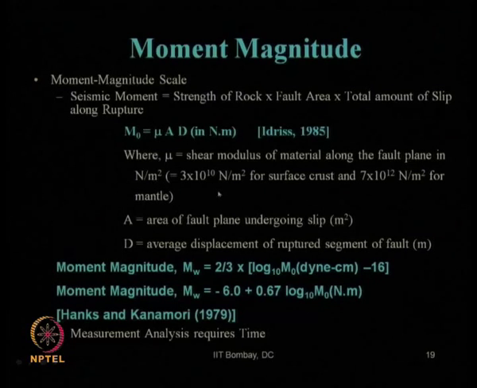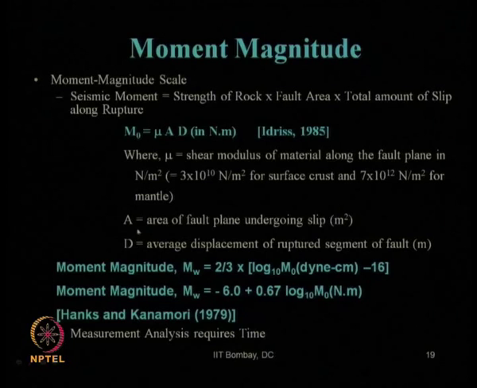And what is known to us, the typical strength or shear modulus for the surface crust is 3 × 10¹⁰ Newton per meter square. And for the mantle, it is about 7 × 10¹⁰ Newton per meter square. That means, if it is a shallow earthquake you are estimating, you have to use this value of mu to compute the seismic moment. If you are handling a deep earthquake, you have to use this value of mu to put it here for the estimation of seismic moment.